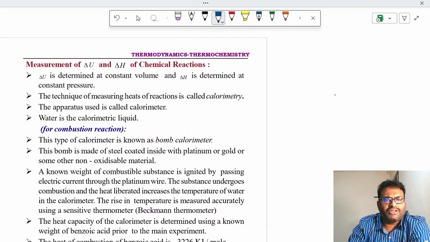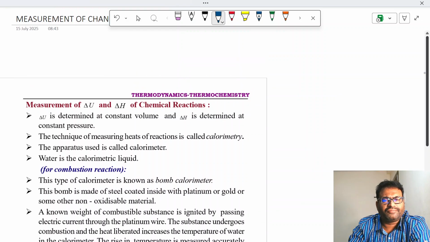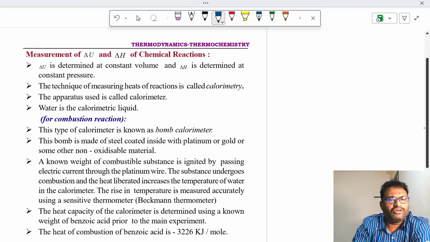We are in the chapter thermodynamics. Today we are learning how to measure delta U and delta H practically by doing an experiment.